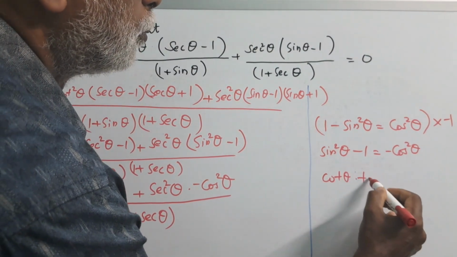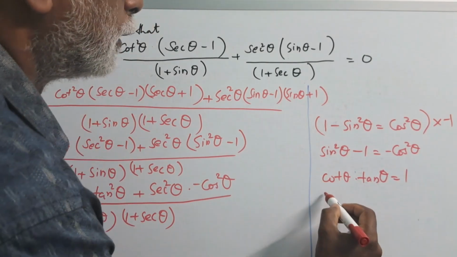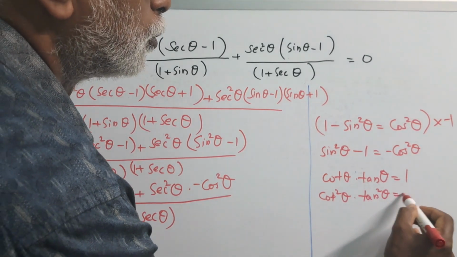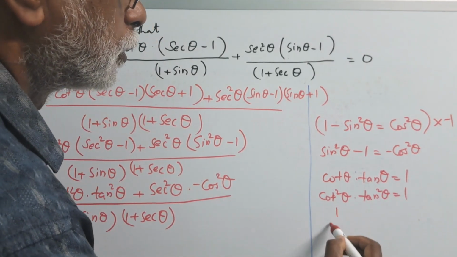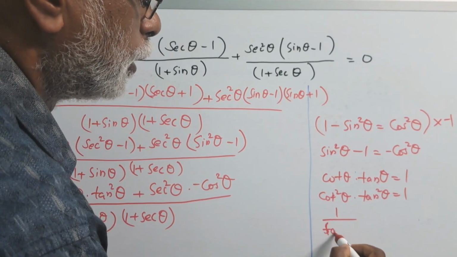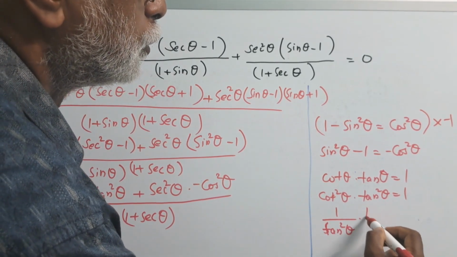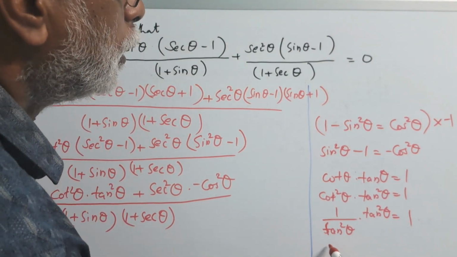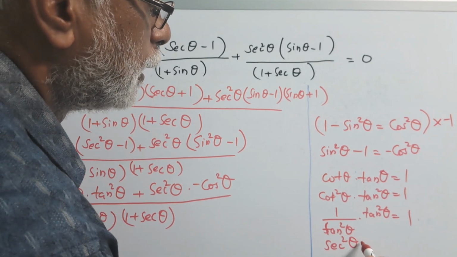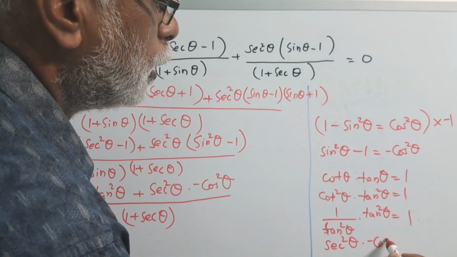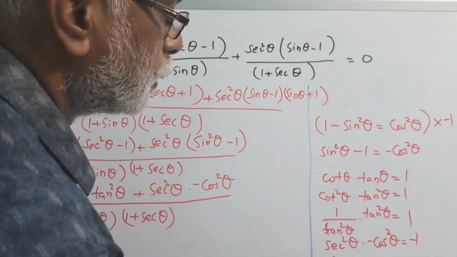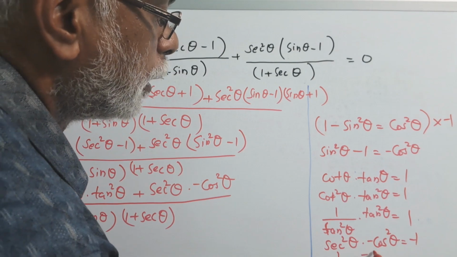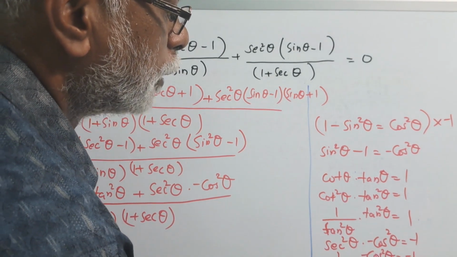Cot theta into tan theta equals 1. Similarly, cot square theta into tan square theta is also 1. Cot square theta can be expressed as 1 by tan square theta into tan square theta equals 1. Similarly, sec square theta into minus cos square theta is minus 1. That is 1 by cos square theta into minus cos square theta equals minus 1.